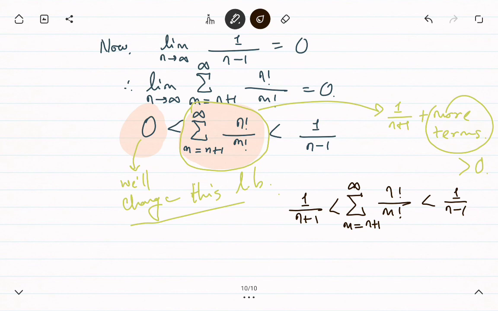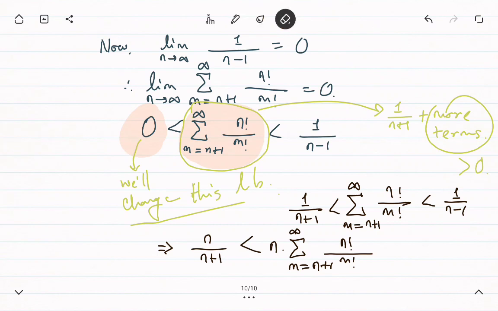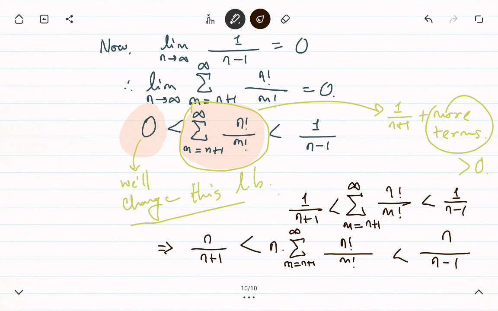Which implies that, I am multiplying both sides by n, so n over n plus 1 is lesser than n times this summation from n plus 1 to infinity of n factorial by m factorial, and that is lesser than n by n minus 1. Good.